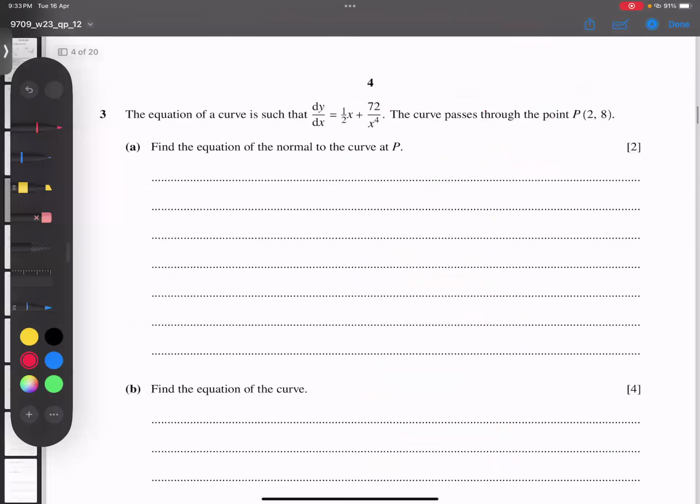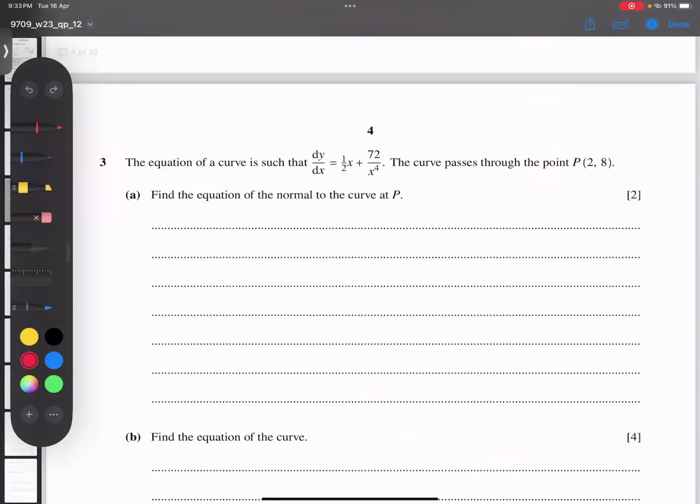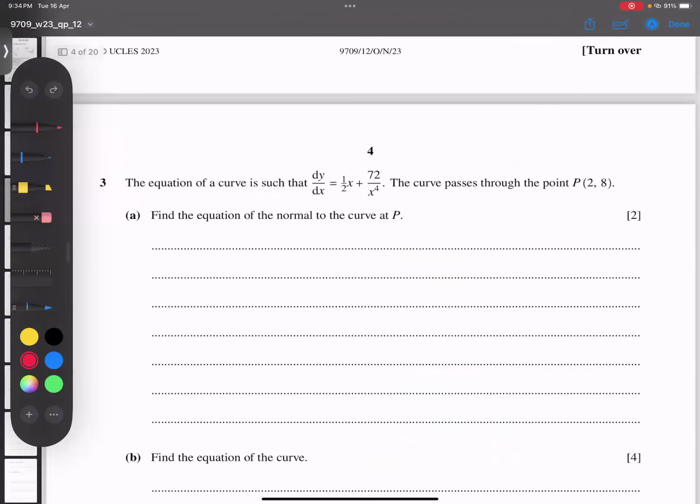Question number 3, what is said here? The equation of the curve is given, and we have the equation of the normal. Let me tell you the rules. There are 2 kinds of things in our syllabus. Whenever the equation of the curve is asked, you get it by integration. And if he asks you for the tangent or the normal, you go for the differentiating technique. So make sure.